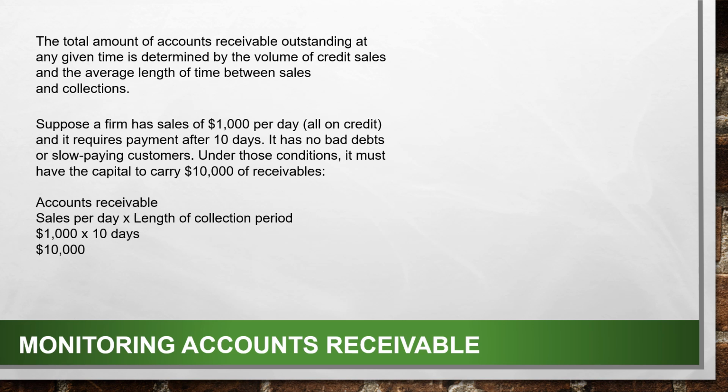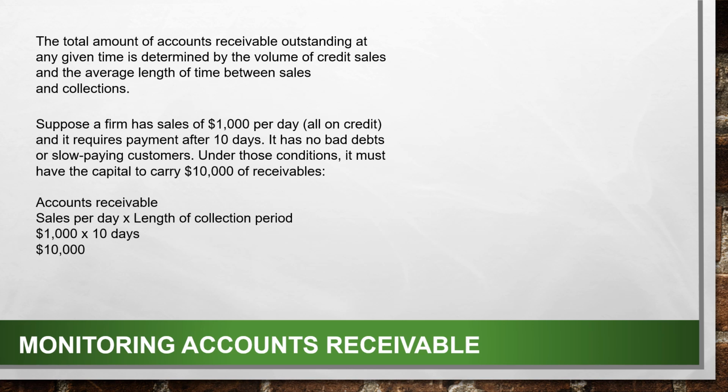Similarly, if our collection period is lengthened to 20 days, this will double the receivable and would also require additional capital. For example, 1,000 times 20 days, and that's 20,000. So the point here, going back to what I've said earlier, is that if we touch the variables, the volume of the credit sales and the average length of time, it will affect our receivables.